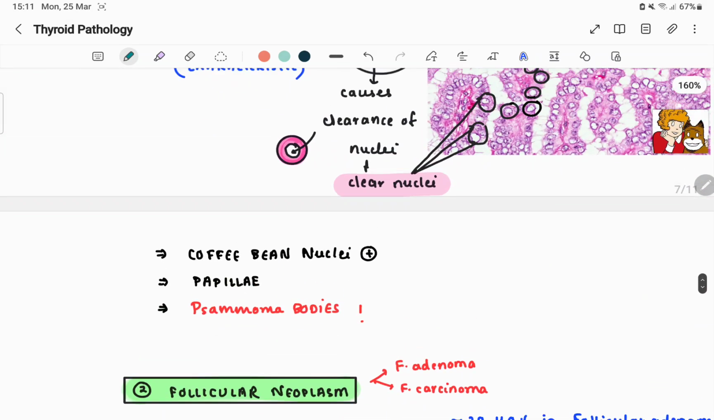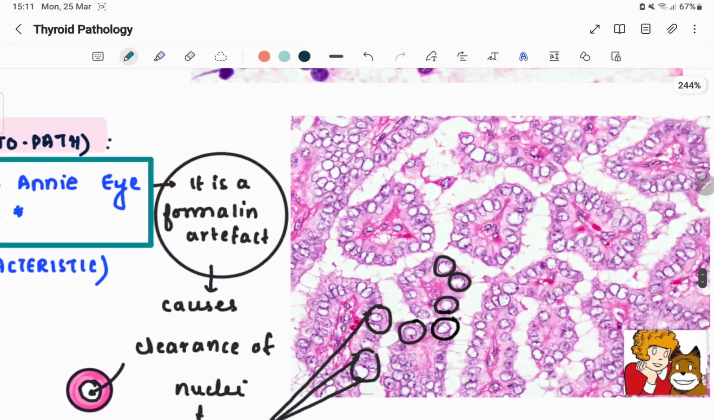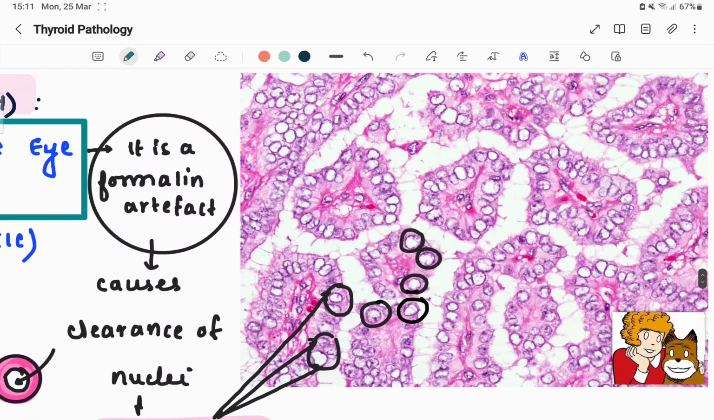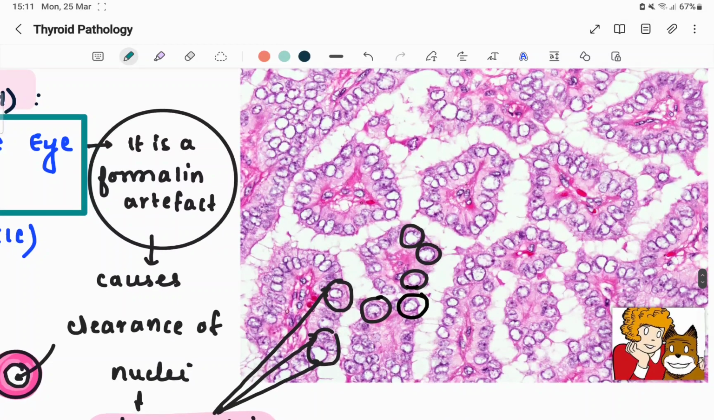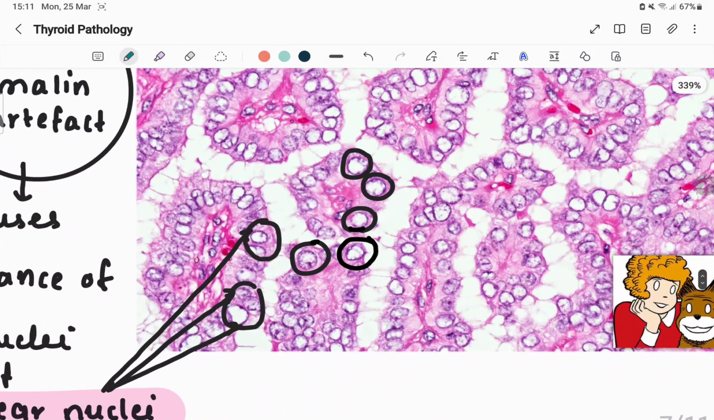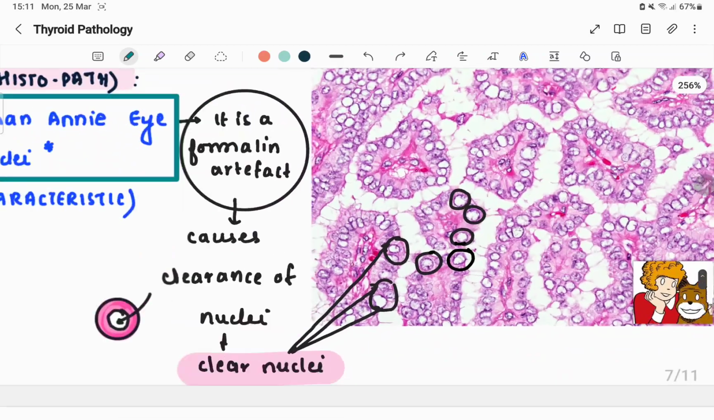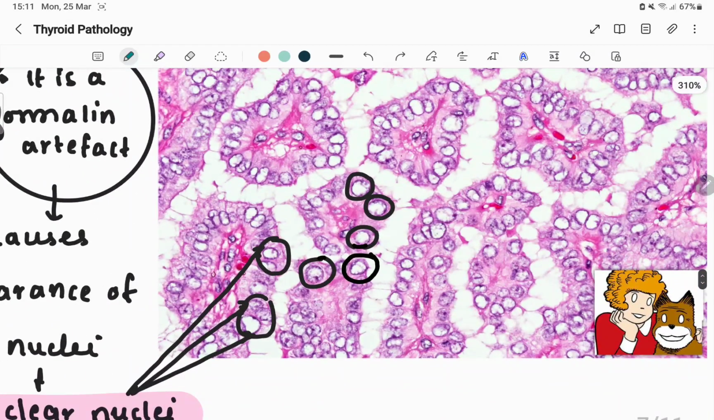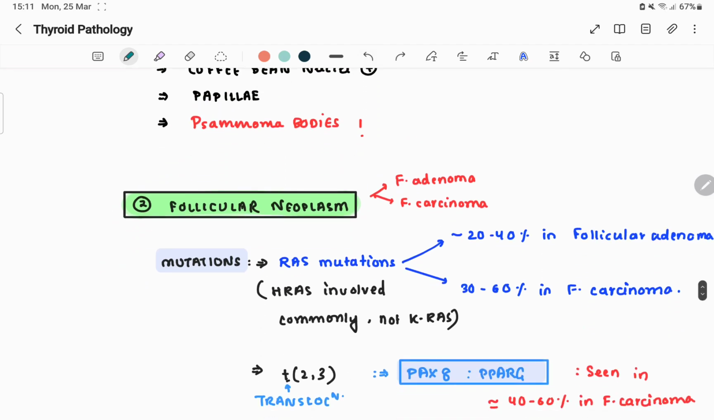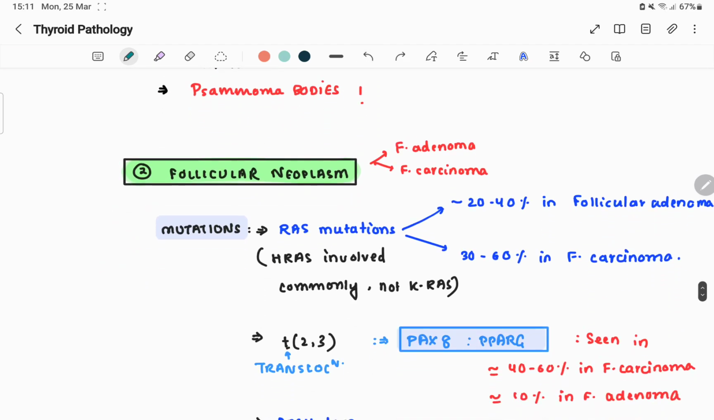And coffee bean nuclei will also be present. Let me find a coffee bean nucleus to show you. Maybe it's not present here. Okay, here you can see something like that. A coffee bean like shape is there, but a proper coffee bean is not seen here. Papillae and psammoma bodies will be present. Psammoma bodies, you know, are found in PTC.